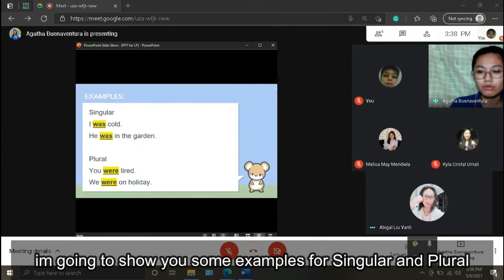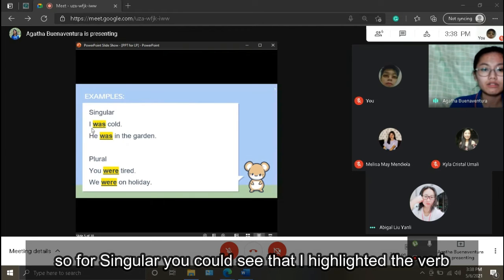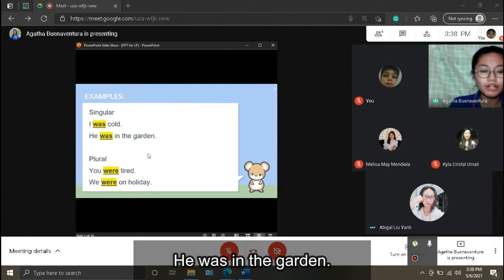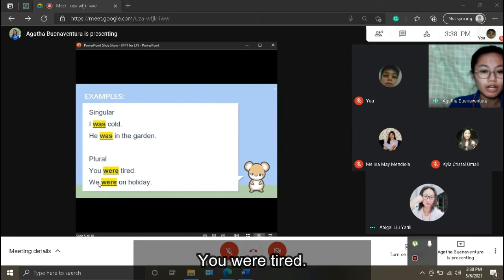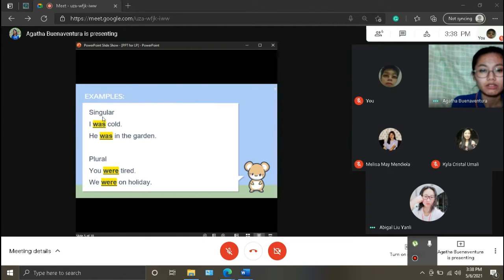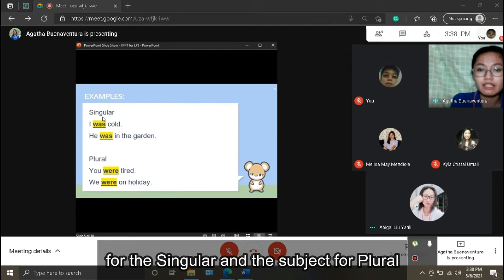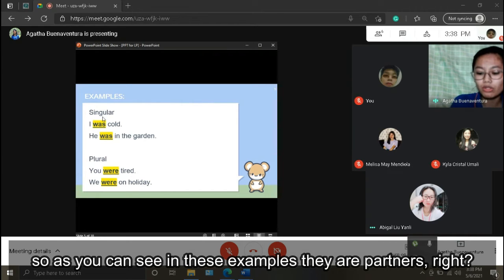I'm going to show you some examples for singular and plural. Okay. So for singular, you can see that I highlighted the verb. I was cold. He was in the garden. And for the plural, we have you were tired. We were on holiday. Earlier, I discussed the subject for the singular and the subject for plural. So as you can see in these examples, they are partners, right?